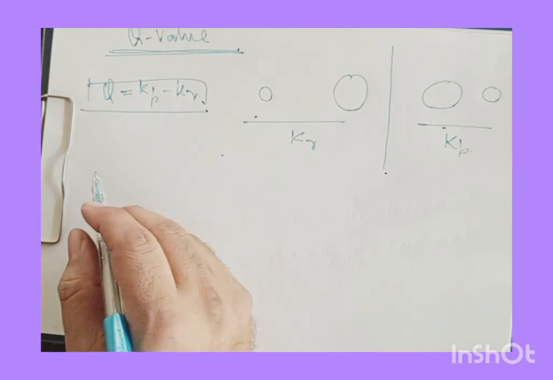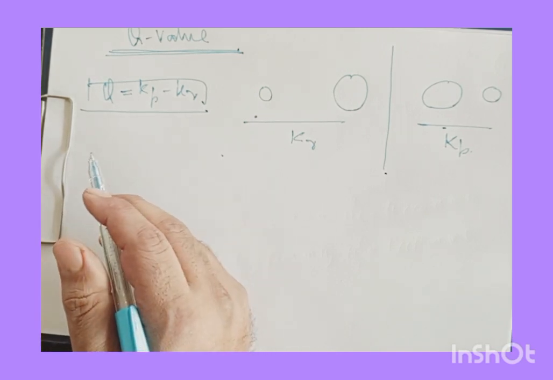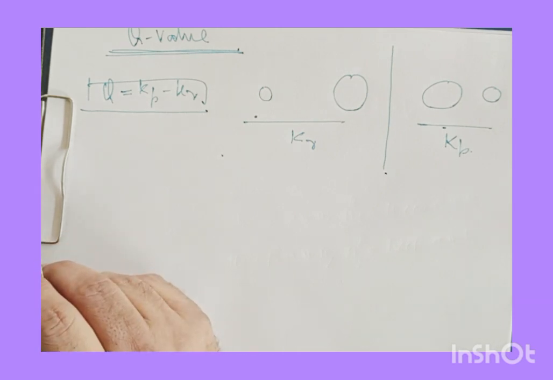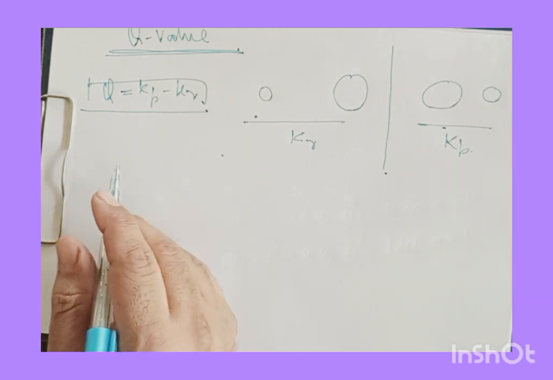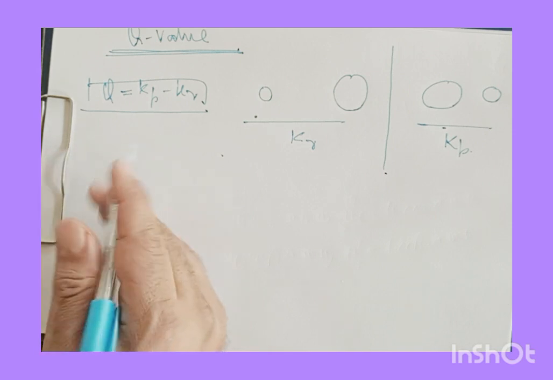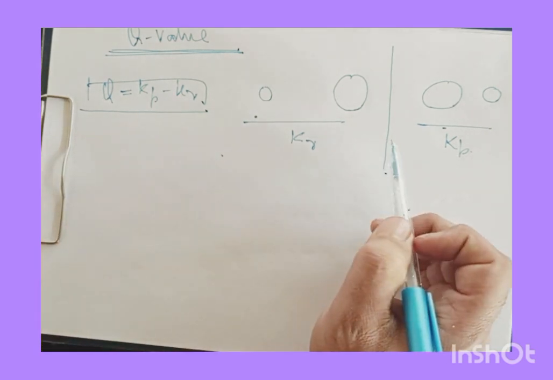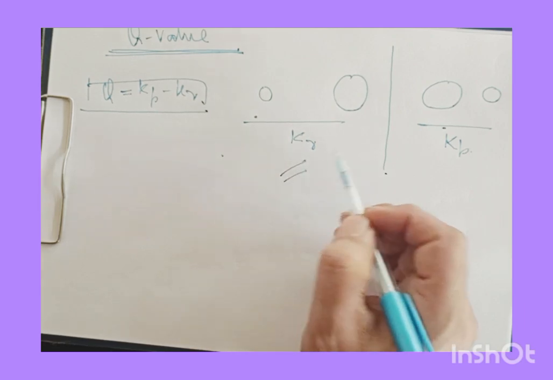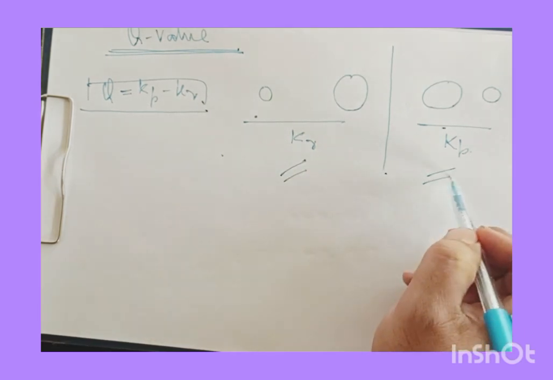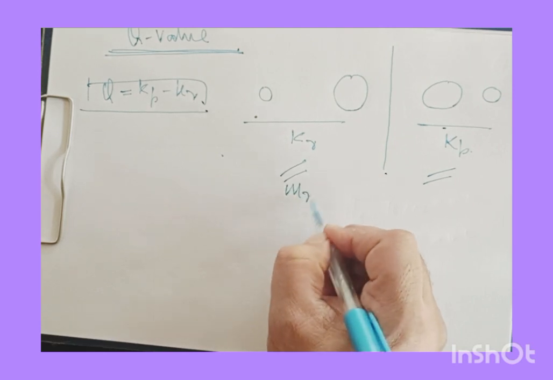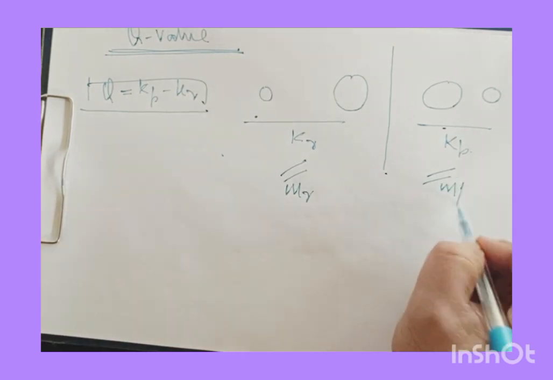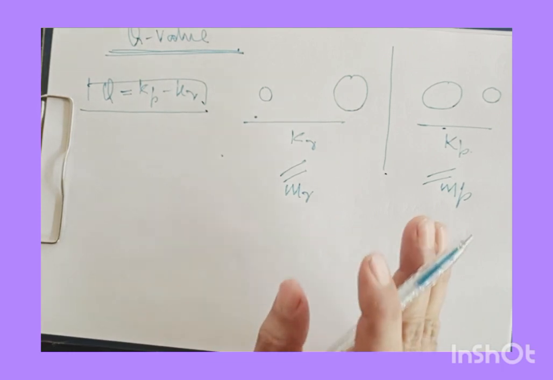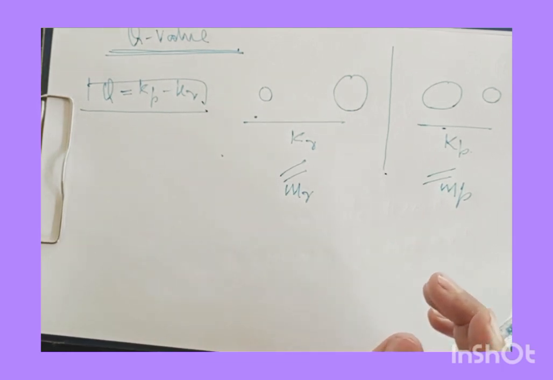And the definition will go like this. The Q value of a reaction we can define in terms of mass also. And what is the difference? The difference between the mass of the reactants and the mass of the products gives us the measure of the Q value.